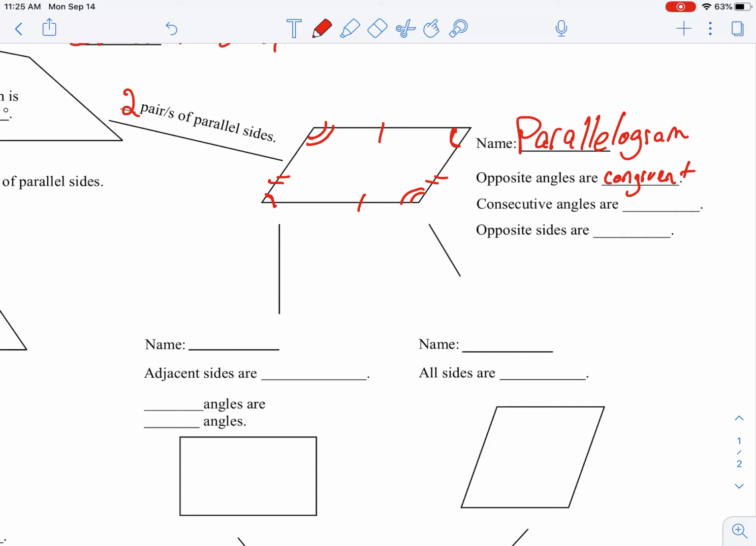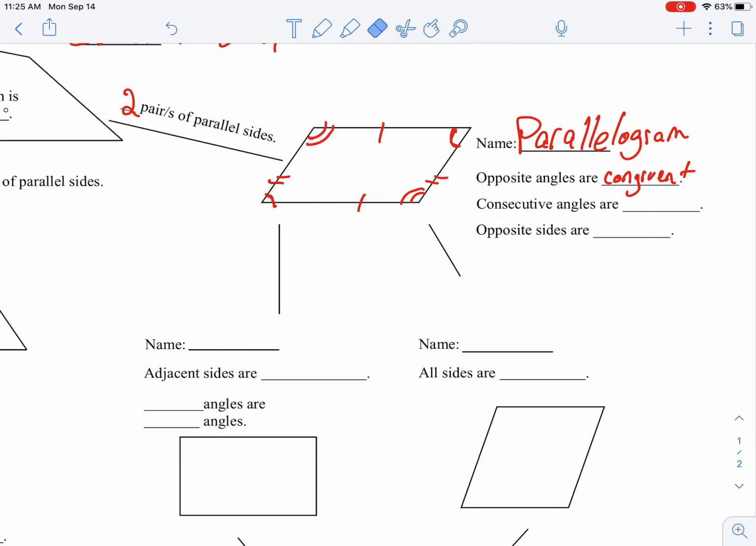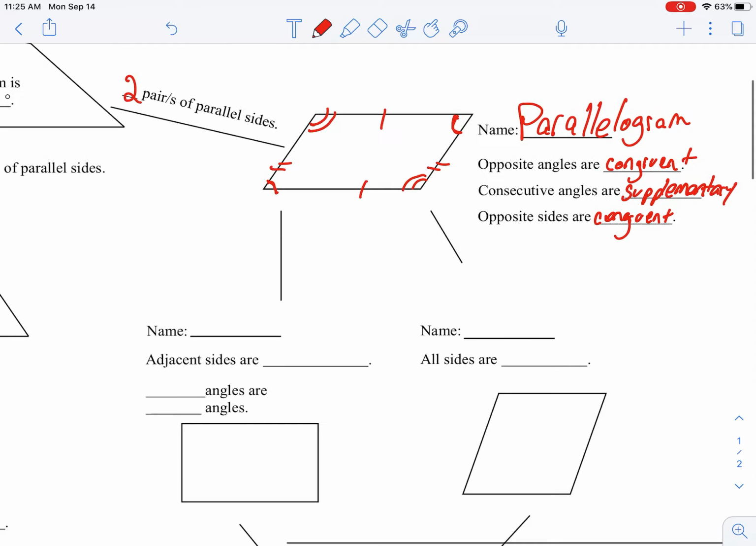Now, what I mean by consecutive. Consecutive means right next to you, okay? Consecutive, like this one with this one, those are consecutive angles. Consecutive angles are what we call supplementary. Supplementary means adds up to 180 degrees. Again, that's that vocabulary coming in. And then opposite sides, we've already talked about. Opposite sides are congruent. And there's a whole bunch more we can talk about with the diagonals in there, but we're not there yet.